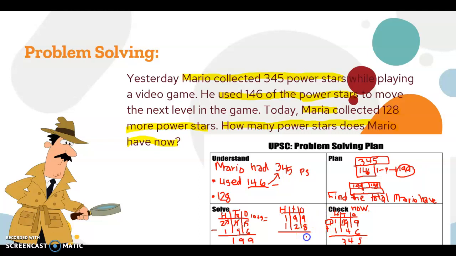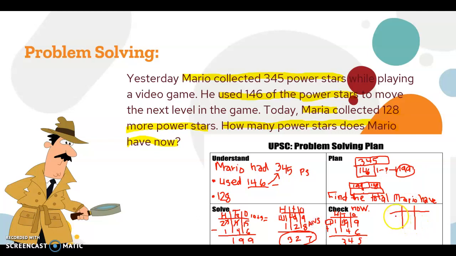9 plus 8 is 17. I need to regroup. 9 plus 2 is 11, plus 1 more is 12. And I need to regroup. 1 plus 1 is 2, plus 1 more is 3. So Mario now has a total of 327 power stars. So I am going to check my computation to see if I am correct. And again, I need to note that this is my answer. He has 327 power stars now. This is my answer.